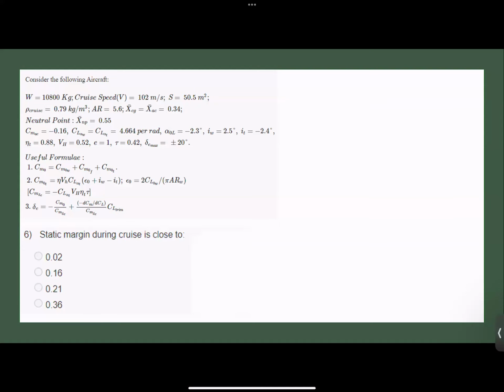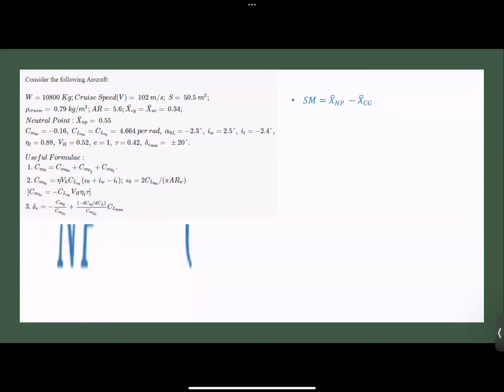Static margin is just the difference between the neutral point and the CG. So neutral point and CG both are given to you. This is the CG, this is the neutral point. So it's just 0.55 minus 0.34, which comes to 0.21.